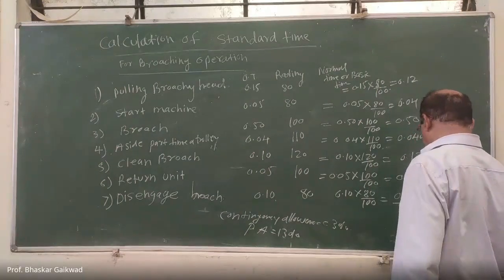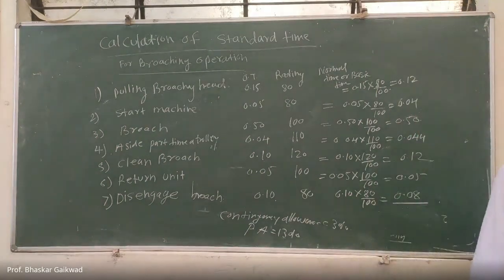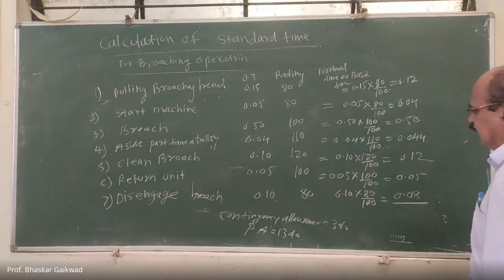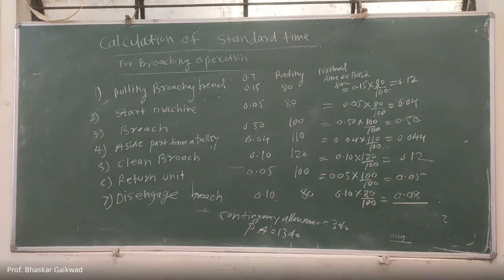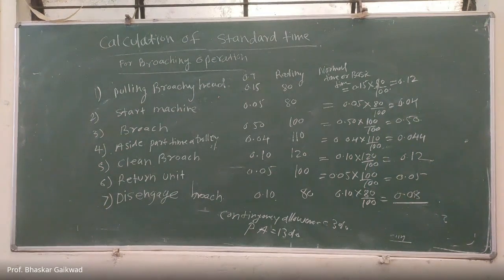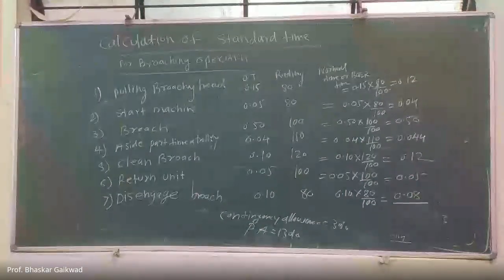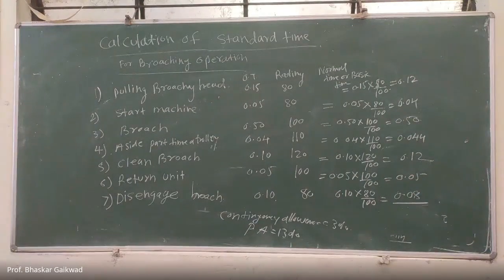Suppose anybody can make the addition of all this. How much is the answer of normal times totally? You can add 0.112, 0.04, 0.50, 0.044, 0.112, 0.05, 0.08. What is the answer of the total normal times or basic times?